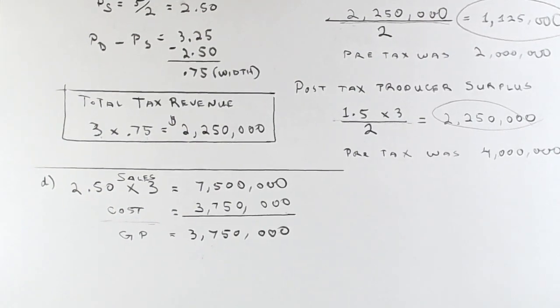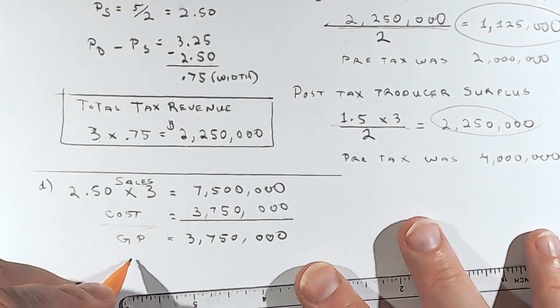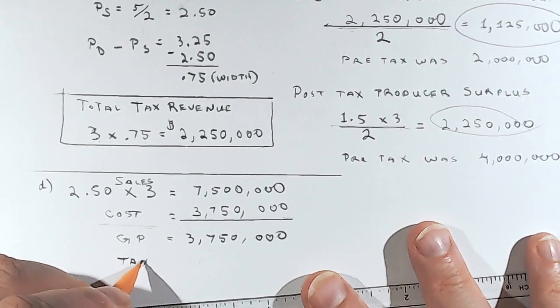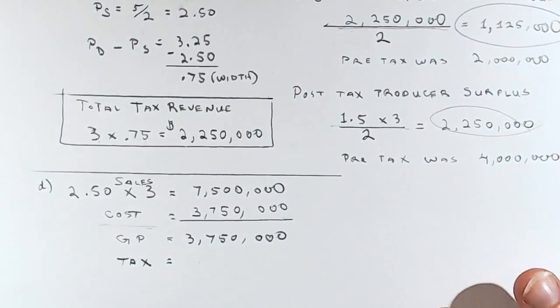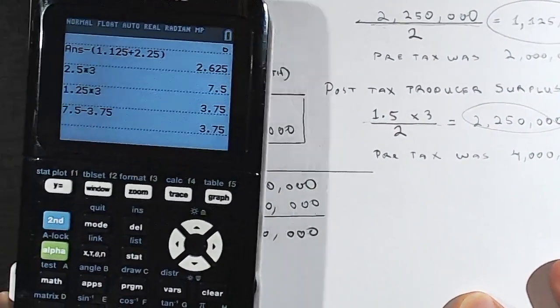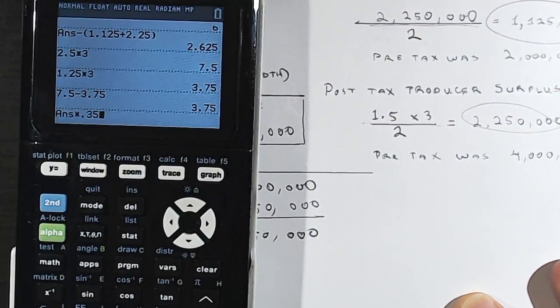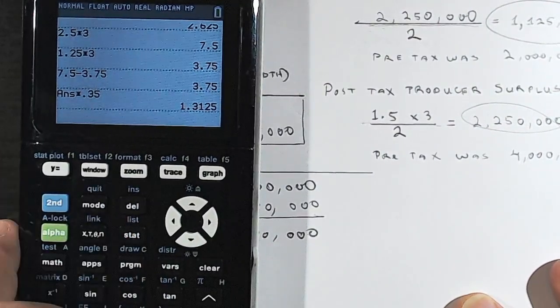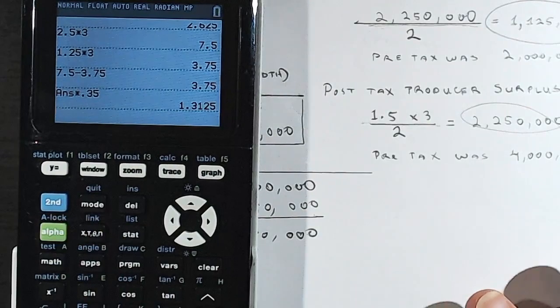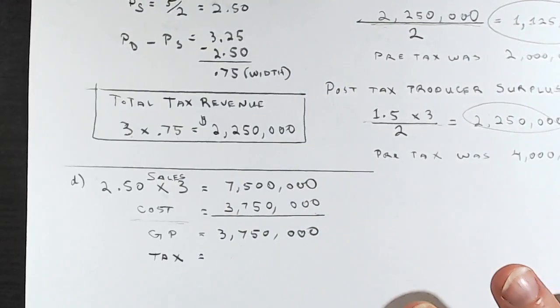Okay, and it wants us to take that and then figure tax. So what is tax? Tax is 35% of that number. Okay, so that's 1,312,500.